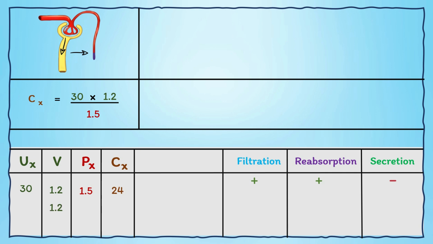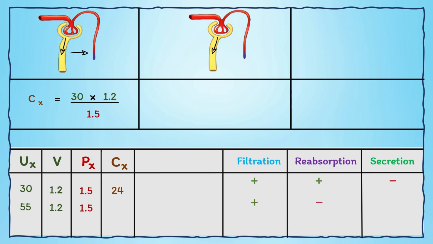Now, if volume of urine flow is 1.2, concentration of the substance in plasma is 1.5, but concentration of the substance in urine is 55, it means the substance is filtered, but not reabsorbed and not secreted. Putting the values in the equation, the clearance is 44.